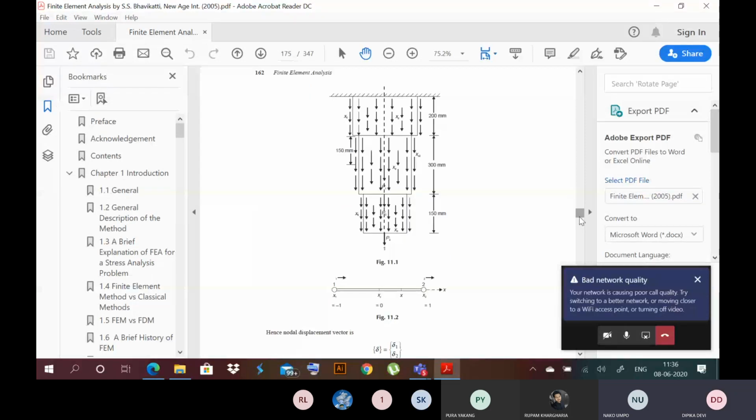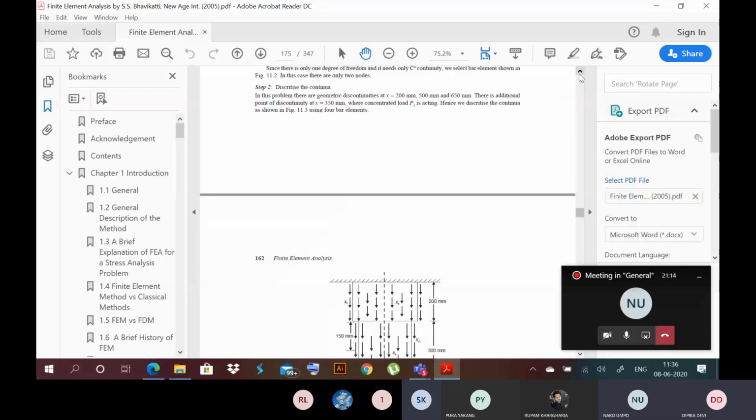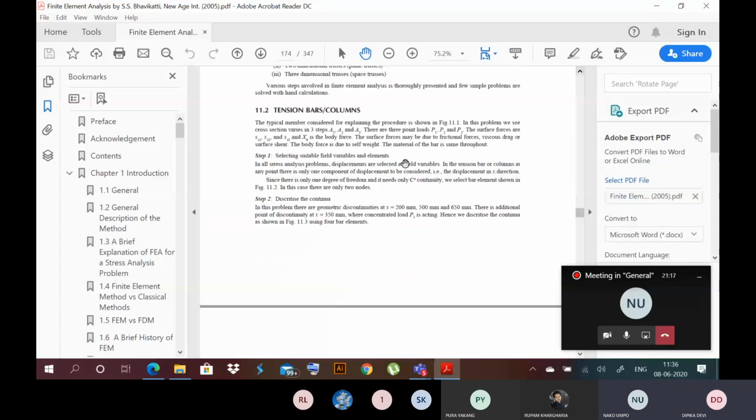So here we have considered a one-dimensional bar which is subjected to tension plus body force plus surface traction. That means there will be point load, surface traction, and body force. All the forces will be there.